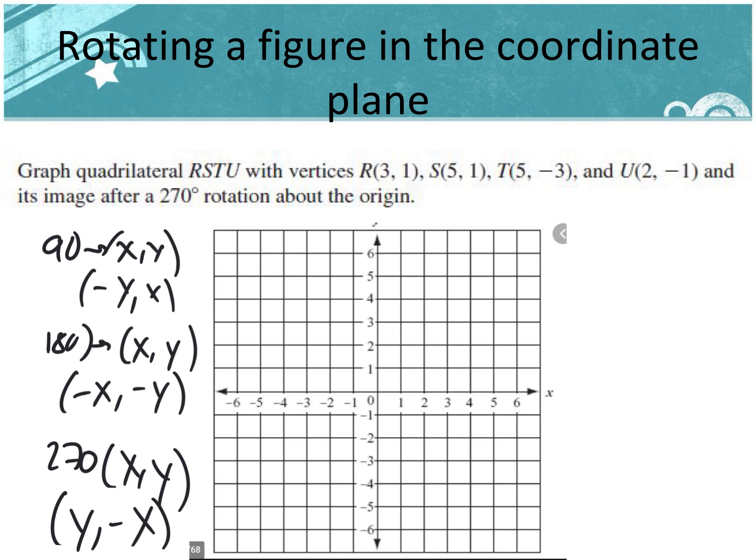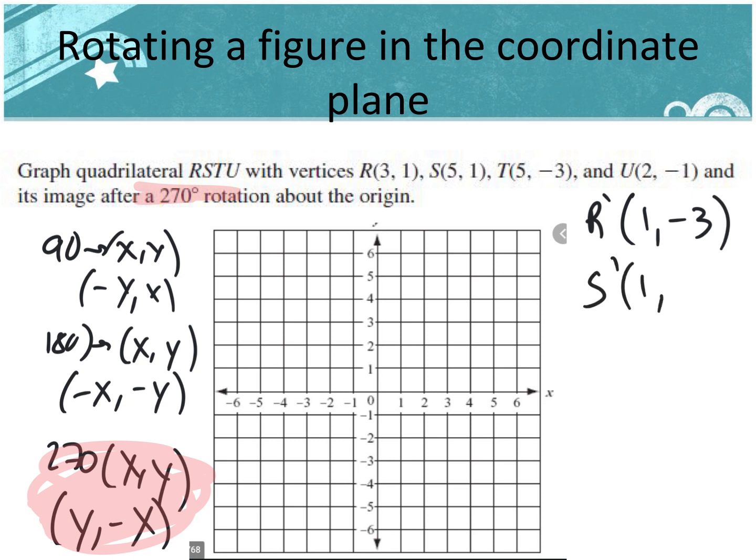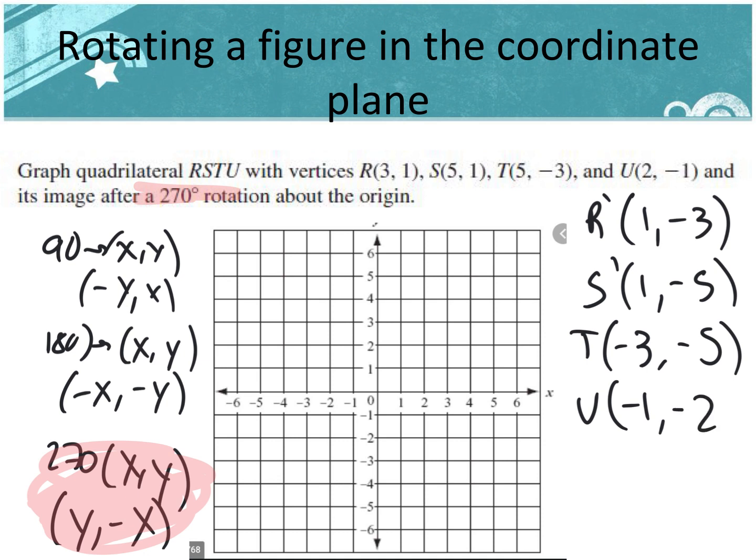Now having the rules right there, we can just rewrite the new points. Our new R prime, again, it's 270 degrees, as given right here, so we follow this rule. Our new R prime is going to be (1, negative 3). The new S prime is going to be (1, negative 5). The new T prime is going to be (negative 3, negative 5). And the new U prime is going to be (negative 1, negative 2).